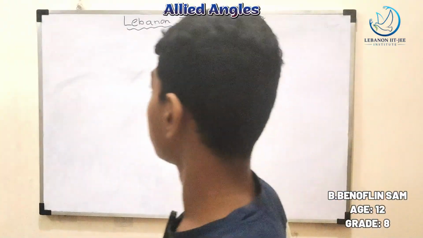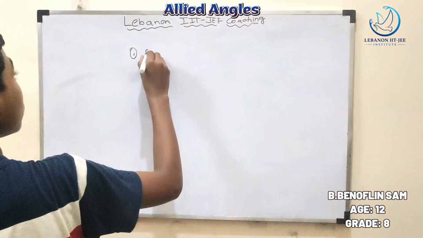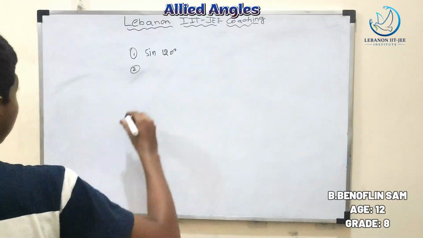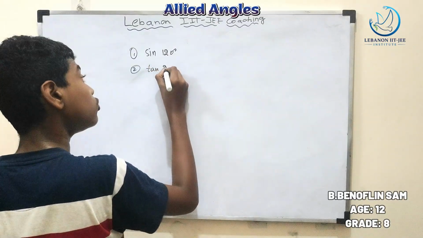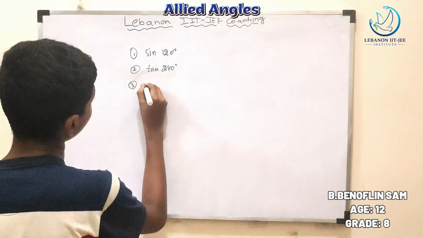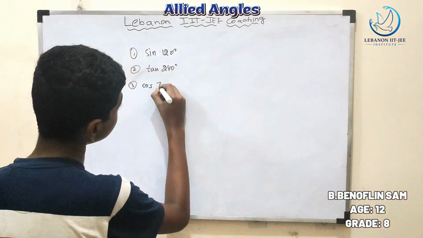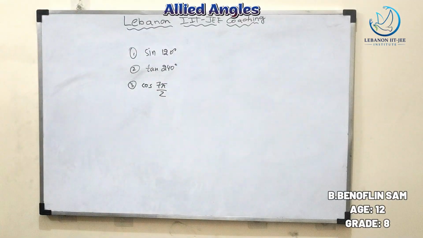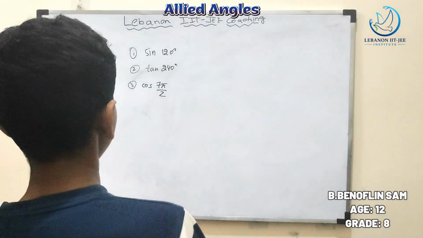One question is sine 120 degree, tan 240 degree, and the third is cos 7 pi by 2. Let us see these questions.